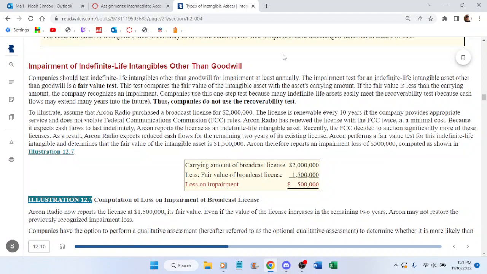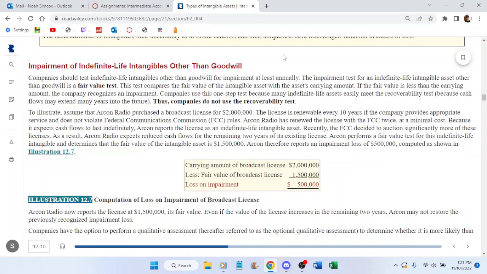The impairment test for an indefinite life intangible asset other than goodwill is a fair value test. So, you do a fair value test for an indefinite life intangible asset. This test compares the fair value of the intangible asset with the asset's carrying amount. If the fair value is less than the carrying amount, the company recognizes an impairment. They use this one-step test because many indefinite life assets easily meet the recoverability test, because cash flows may extend many years into the future. Thus companies do not use the recoverability test for indefinite life intangibles.